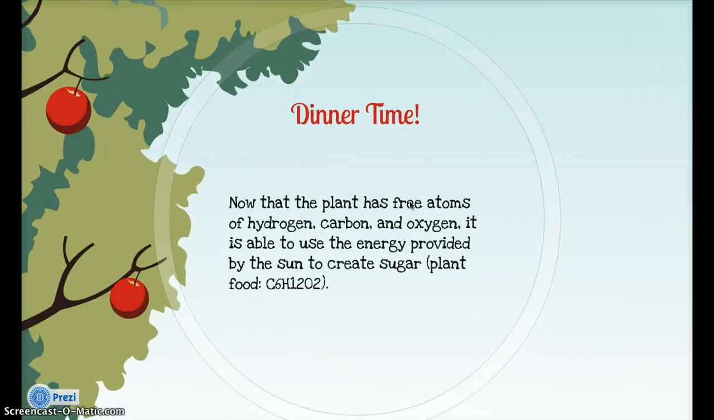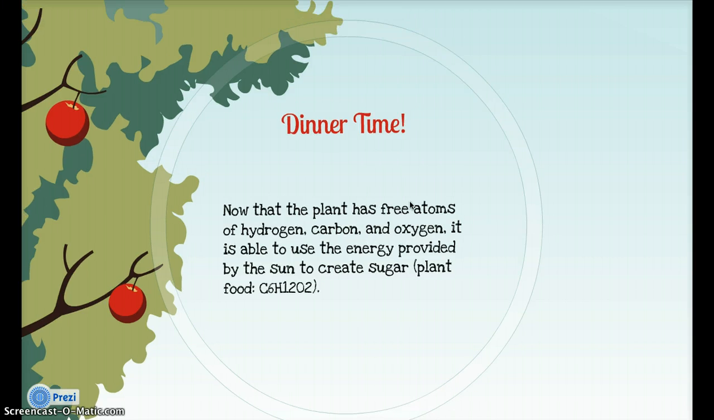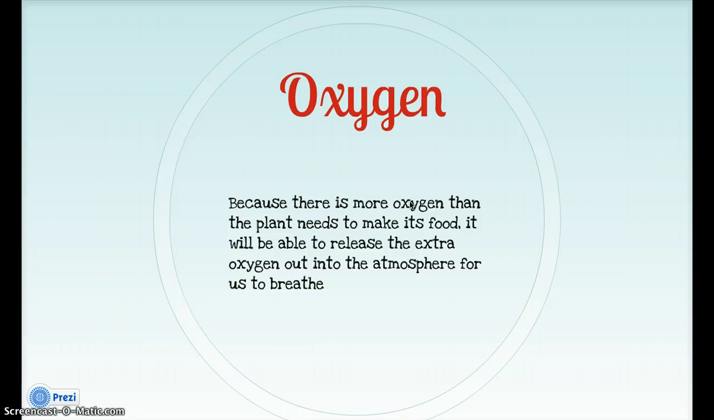Now it's dinner time. Now that the plant has free atoms of hydrogen, carbon, and oxygen, it is able to use the energy provided by the sun to create sugar, or plant food, which has a chemical formula of C6H12O2. This means it takes 6 carbon atoms, 12 hydrogen atoms, and 2 oxygen atoms to create the food needed for the plant. Because there is more oxygen than the plant needs to make the sugar, it will be able to release the extra oxygen out into the atmosphere for us to breathe.